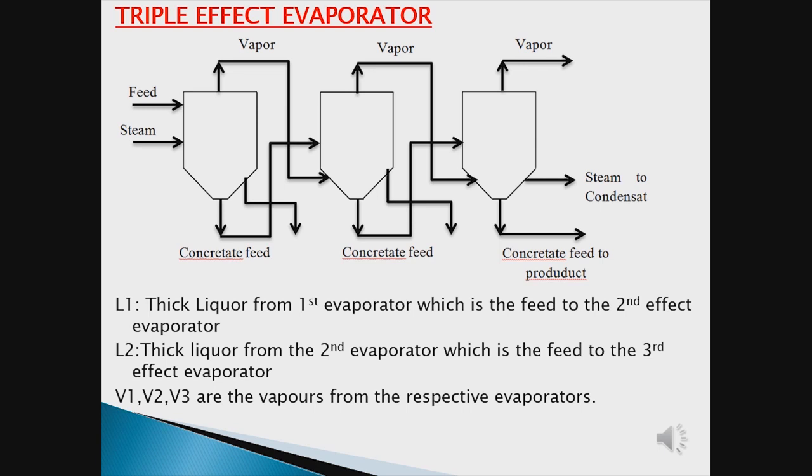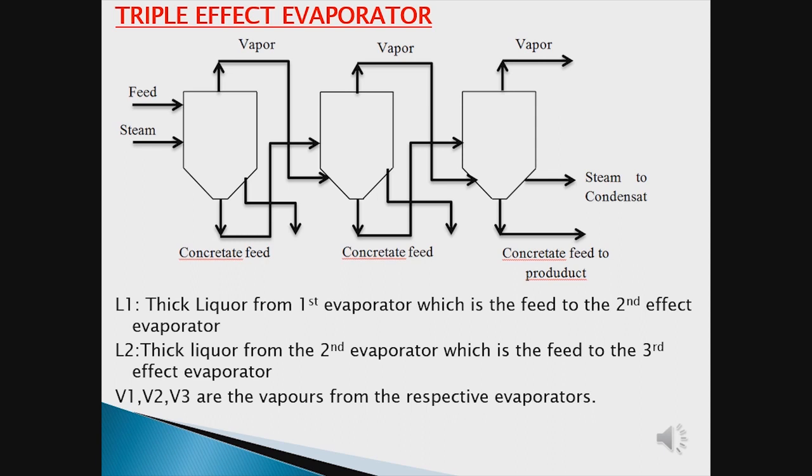Okay, so always remember that the concentrate feed, or the thick liquor, from an evaporator is being given to the nearby evaporator as input or as the feed. The vapor is being given out, but the concentrated feed, the thick liquor, from the first evaporator is given as the input to the second effect evaporator, and the concentrate feed from the second effect evaporator is given as the input, as the feed, to the third effect evaporator.